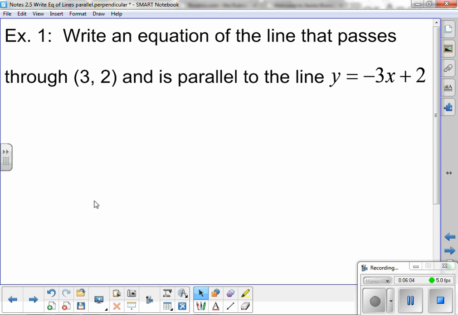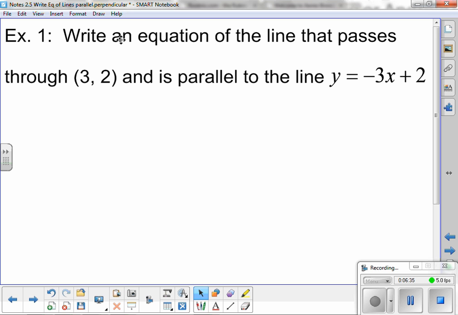Okay, we're going to go over 4 examples. Let's see if I can get this faster than yesterday. Write an equation of the line that passes through (3, 2) and is parallel to the line y equals -3x plus 2. Now, parallel to this line. That line right here, this is their line. That is not your line. If this was your line, you'd be done. If I said write an equation of a line and they told you this line and it was yours, you just circle this and that would be your line. It's not going to be that easy, okay?